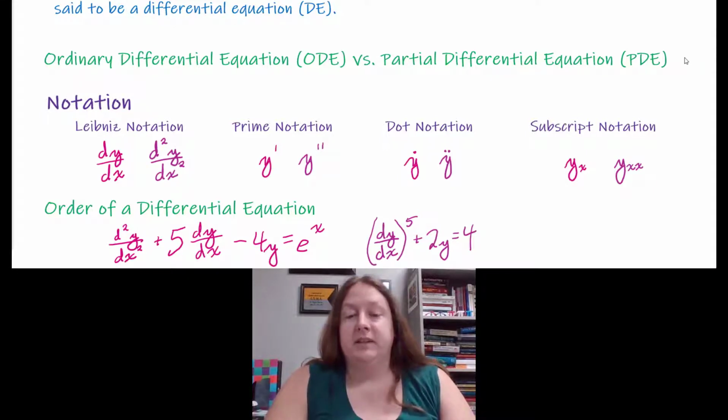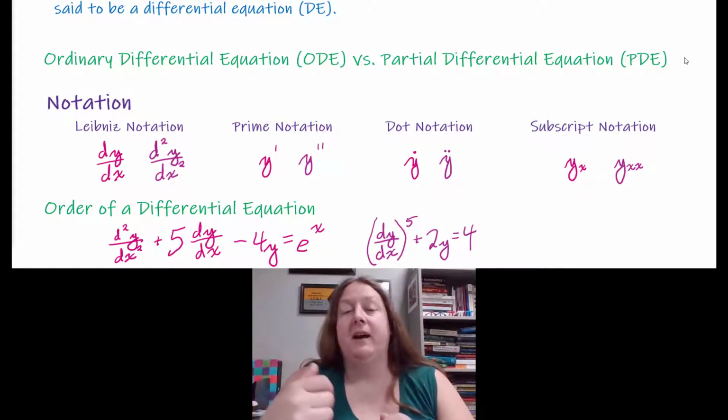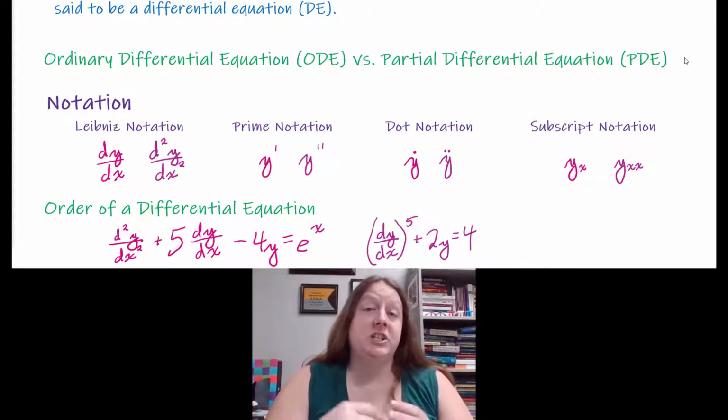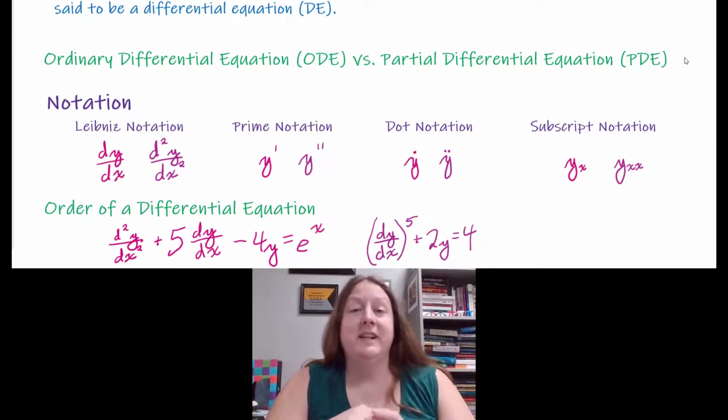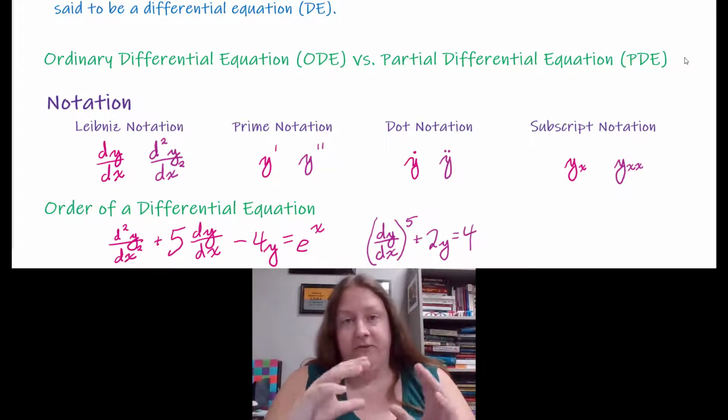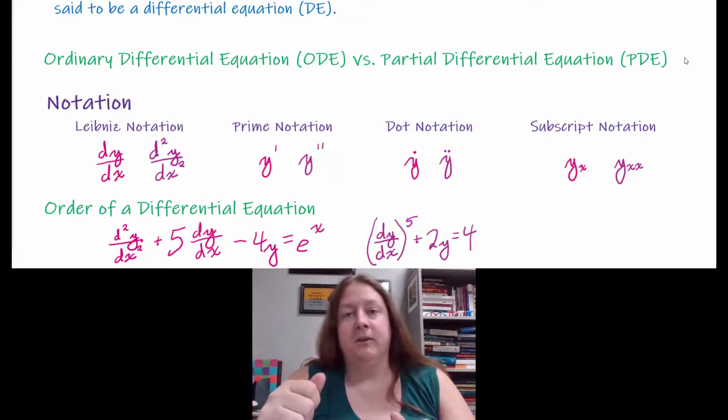Now, I can look at this purple equation. I have a first derivative raised to the fifth power. Raising it to the fifth power doesn't change what derivative it actually is that I'm working with. So in this case, even though my first derivative is raised to the fifth power, it's still just a first order differential equation.